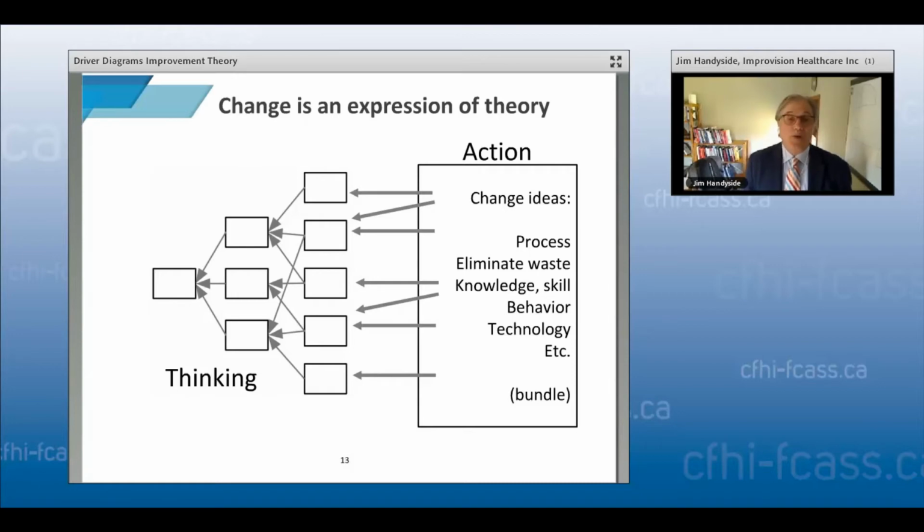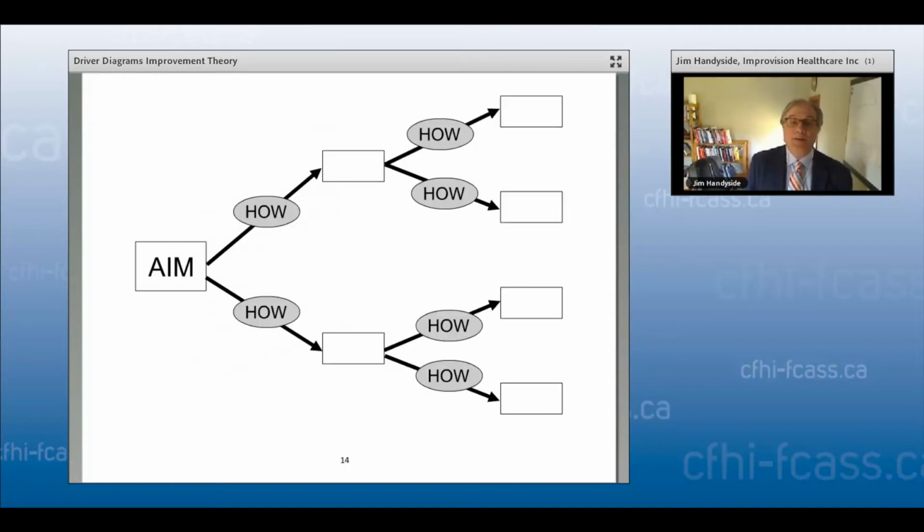Typically in quality improvement, there's a bundle of changes that are required in order to make improvement. Very seldom does an improvement only require one change. So there is a bundle of change ideas. When we're building our theory, the question "how" is helpful to build it out. We start with our aim. We ask, well, how can we accomplish our aim?